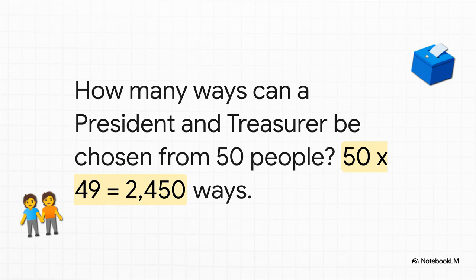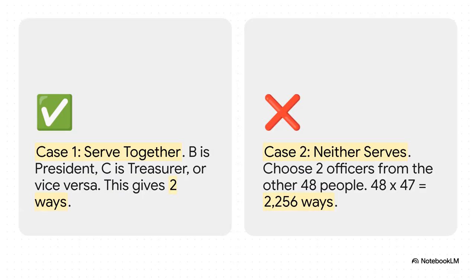Well, there are 50 choices for president. Once that person is chosen, there are 49 people left for treasurer. You multiply them together, and you get 2,450 possible leadership pairs. This gets way more interesting when we add a condition. What if two friends, B and C, will only serve if they're together? We solve this by splitting it into two separate scenarios. First, the case where they do serve together, that's two possibilities. Second, the case where neither of them serves, where we just choose from the remaining 48 people. We calculate the number of ways for each case, add them together, and that gives us our new total.